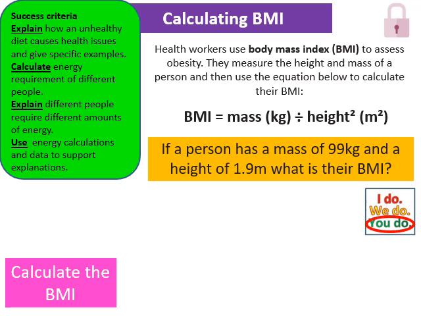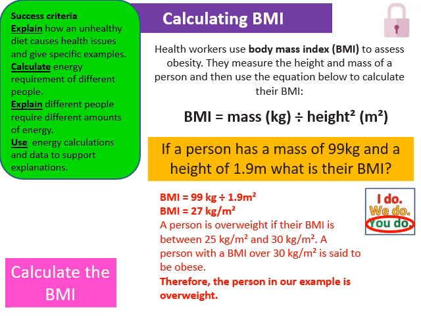Okay, so this one is for you to do by yourself. This time the person has a mass of 99 kilograms and a height of 1.9 meters. I'd like you to calculate their BMI, and if you can, tell me whether they are underweight, overweight or obese.